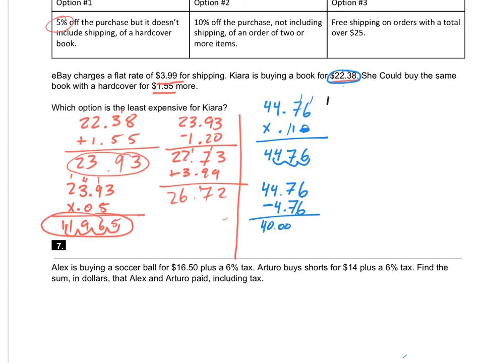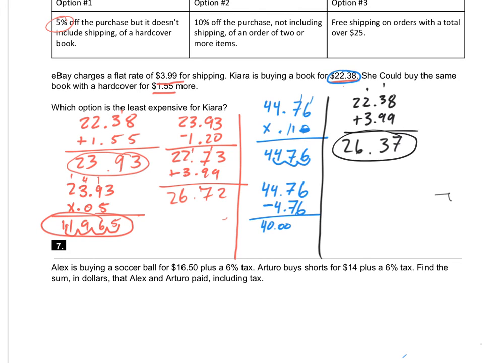Now let's look at the last option. The last option tells you that shipping is free if the order is above 25. This order is not above 25, so we're going to do 22.38 plus the shipping, which is 3.99. In this case, your answer is going to be 26.37. As you can tell, this number is still lower than this number, so the best option is option 3.